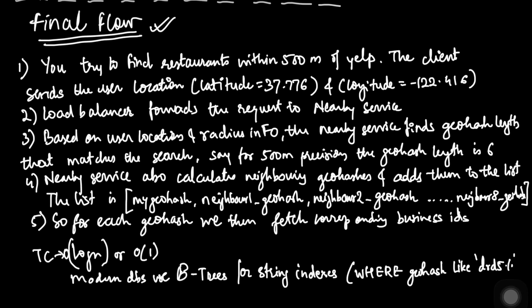Yeah, so let's discuss the final flow now, as we have completed the geohash topic, where we have seen how geohash is helping us improve the time complexity of the query, where we have now gone from order of n to order of log n, because most of the modern DBs use B trees for string indexes, and for queries like where geohash is like, and where we have the regular expression for it, this can be achieved in order of log n or order of 1 time.